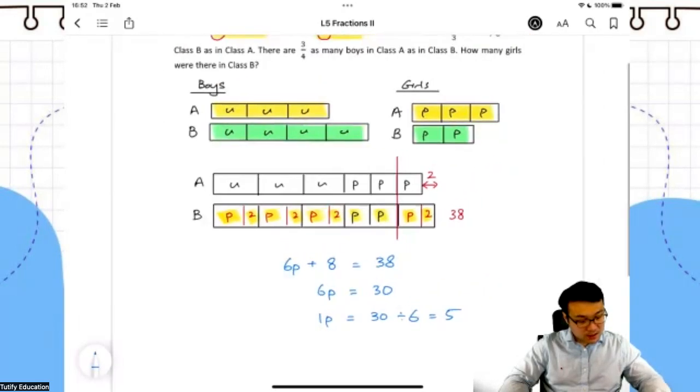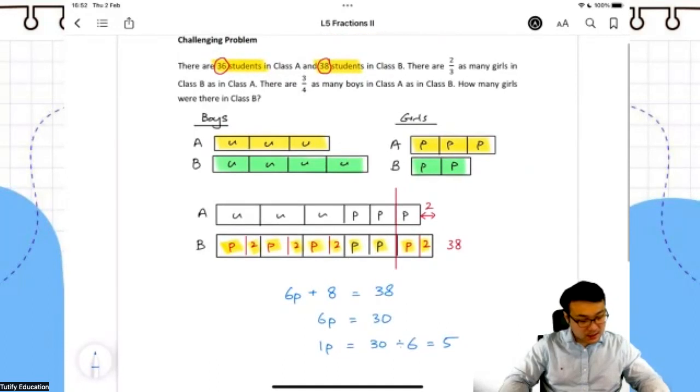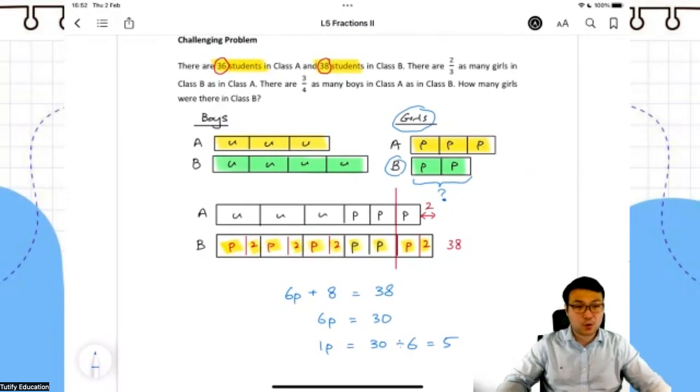The question is asking you how many girls are there in class B. Look for the girls. Look for class B. How many girls are there in class B? Students, please type your answer in the chat now. How many girls are there in class B?